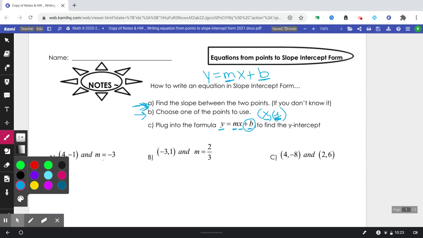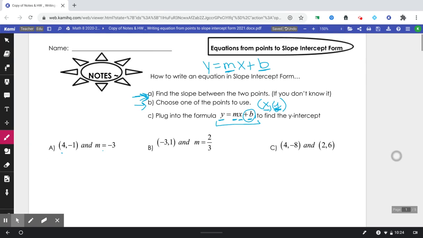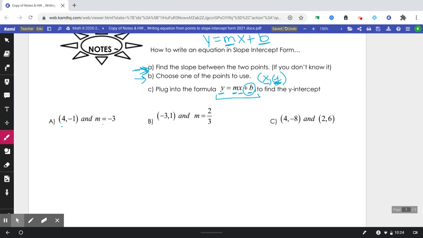So what you're going to do is solve the equation that you just created for b. Once you have b, you found the y-intercept, and now you have the two important pieces that you need to write your equation. You'll have your slope, you'll have your y-intercept, and you can write your equation in slope-intercept form. Okay, let's take a look at some examples.